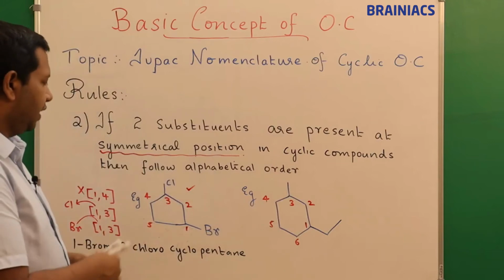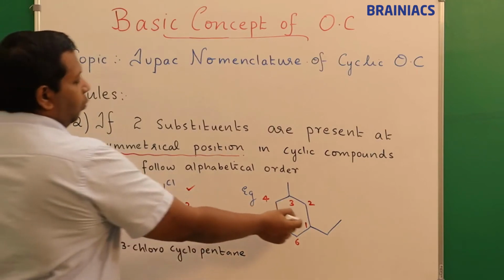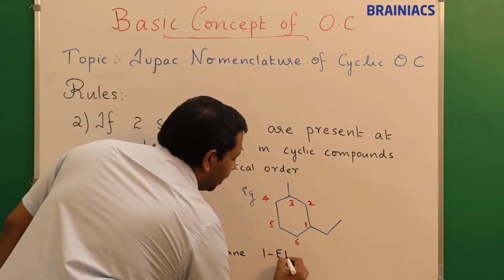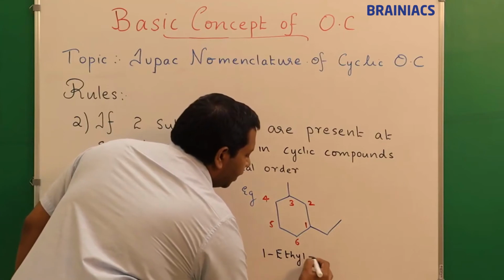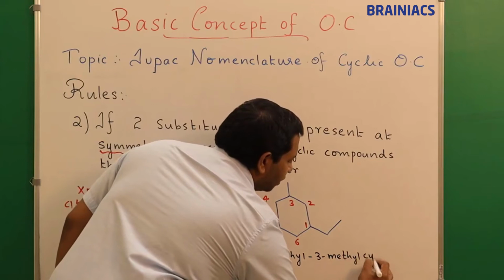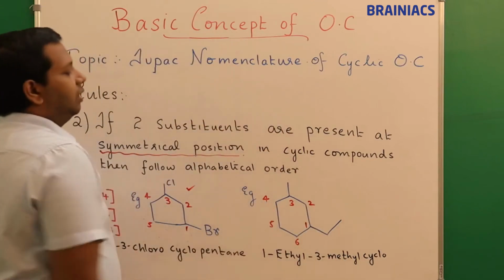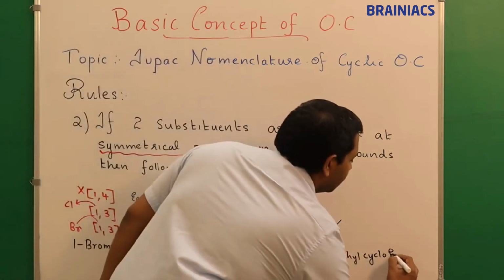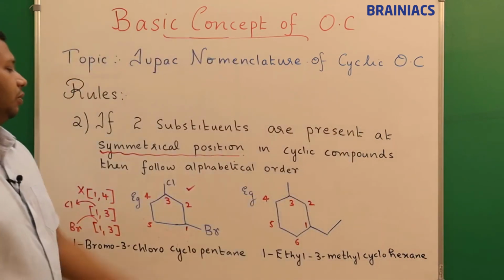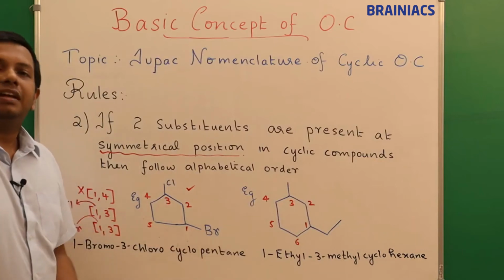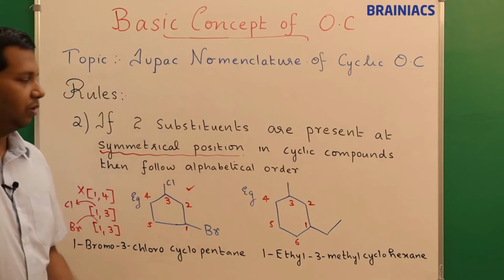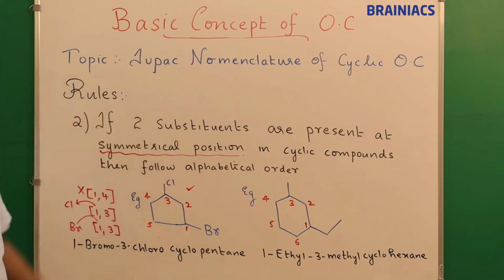Now how will I name the compound? Tell me. 1 ethyl, 3 methyl. So I will start with 1-ethyl, then hyphen 3-methyl, cyclo, 6-membered ring, so it should be hex. All are linked through single bond, it should be ane. So this should be the name of the compound, 1-ethyl-3-methylcyclohexane. I hope you understood. If you have any doubt, please let me know. Very important, understanding the symmetrical position.